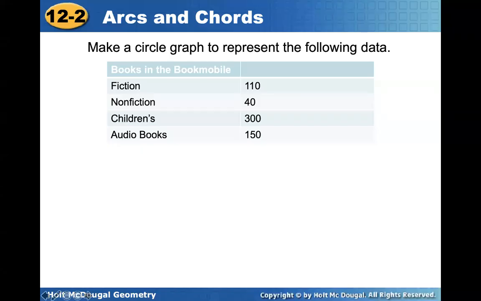Turn your books to page 801. We're going to talk about circle graphs. We are going to make a circle graph to represent the following data. So we have books in the bookmobile. We have fiction, nonfiction, children's books, and audiobooks.